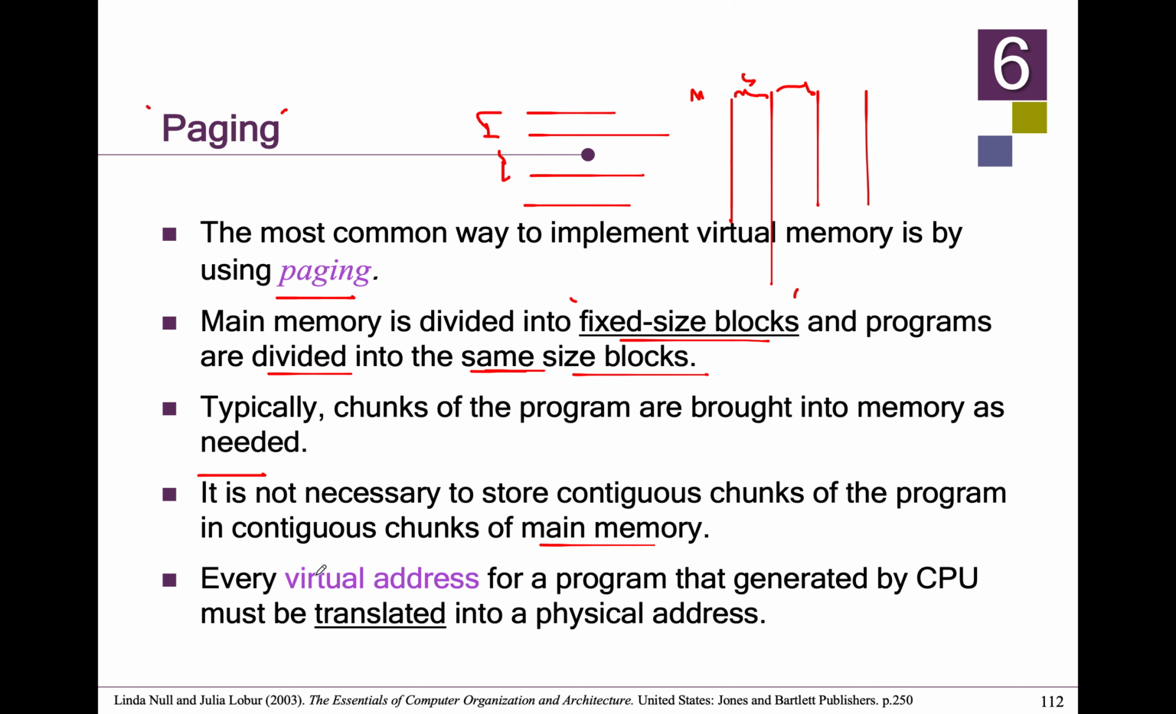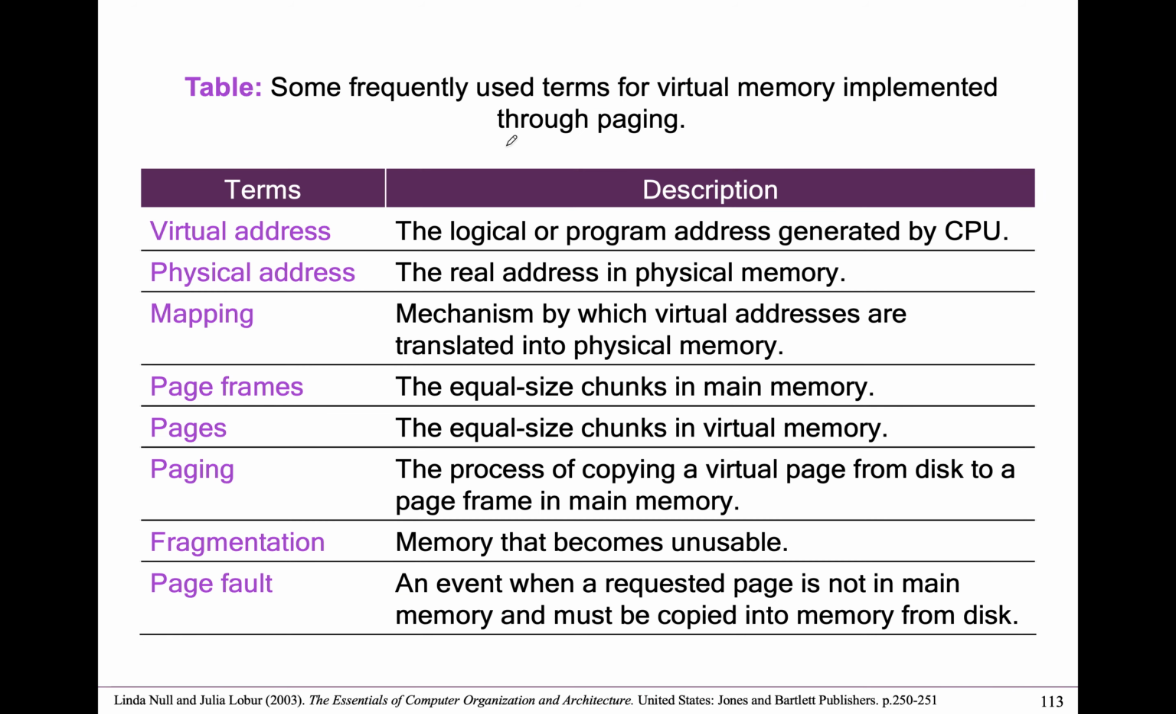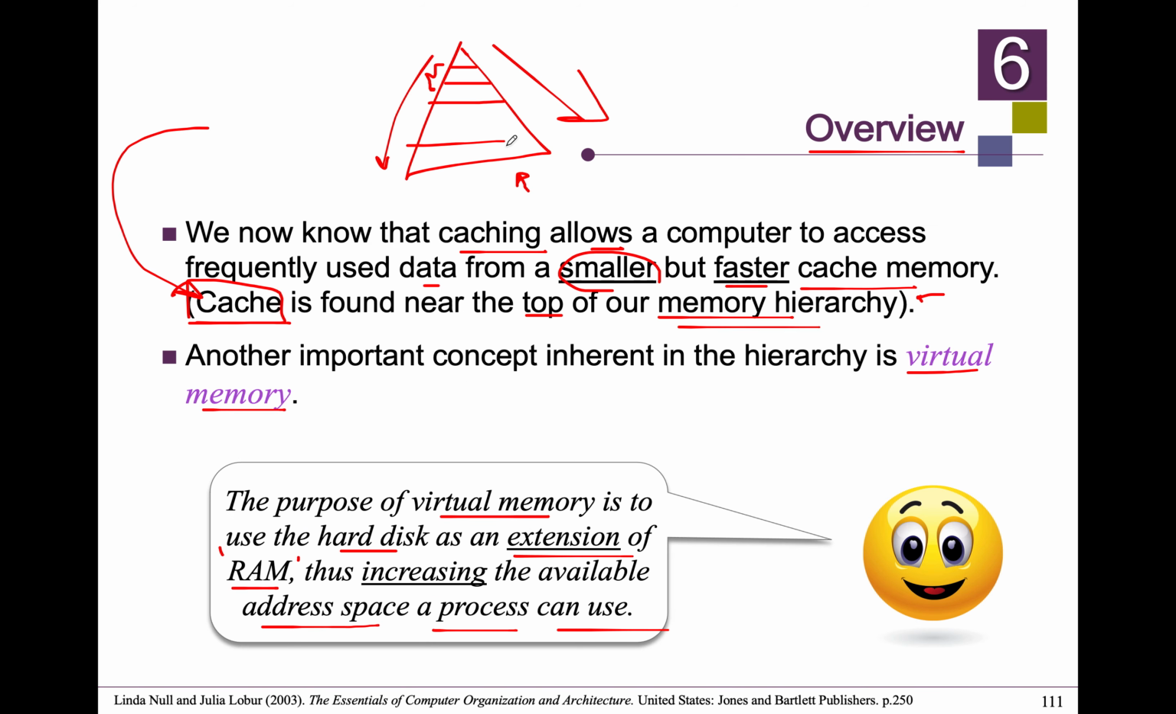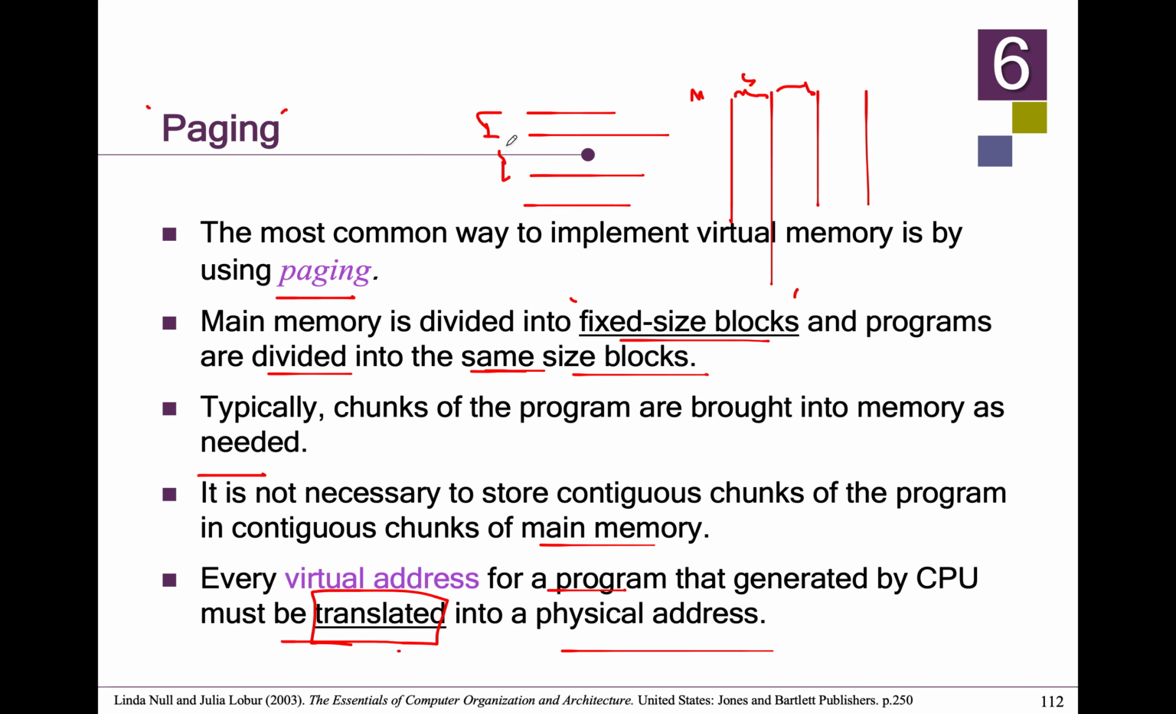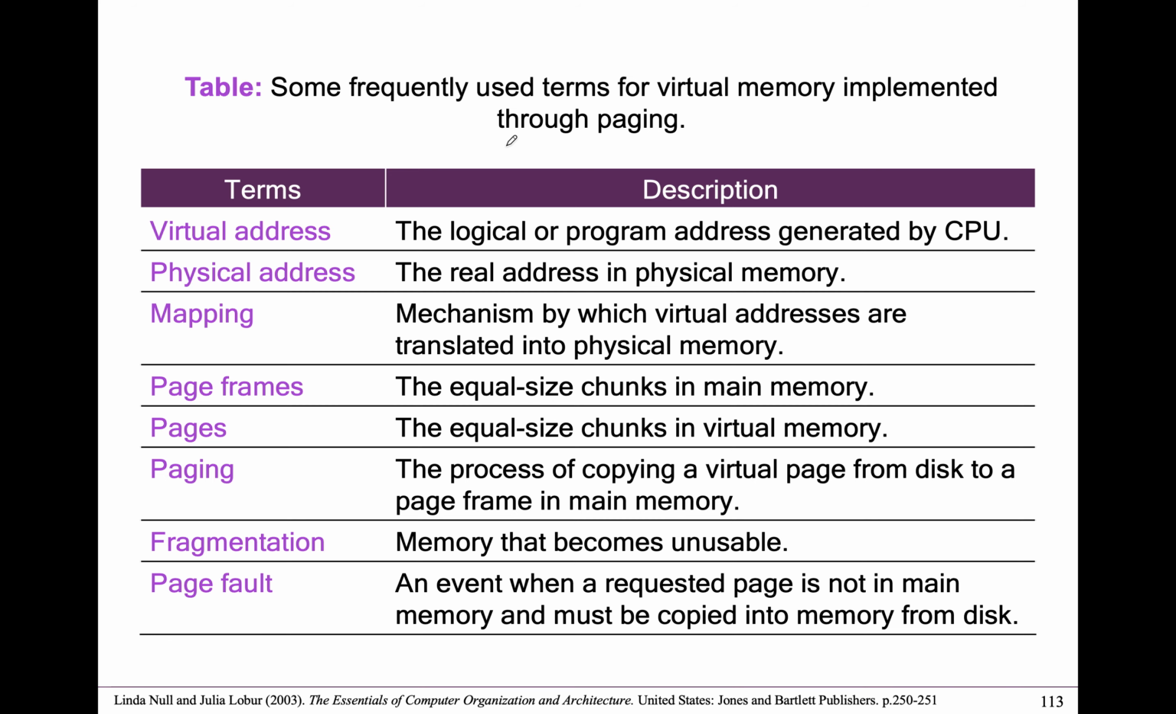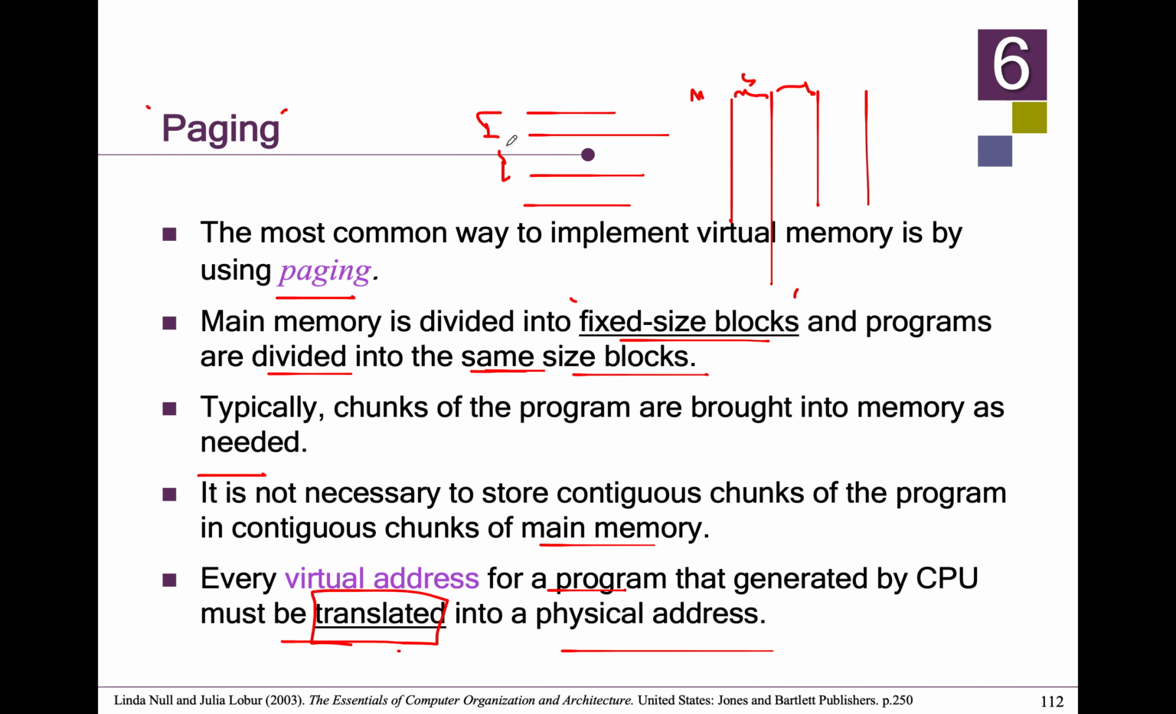Every virtual address for a program that is generated by the CPU must be translated into a physical address. So if you want to use a virtual address for your program, it must be generated by the CPU first and translated into a physical address. Here there are a lot of sentences. It may be quite boring to hear this, because you can just read it by yourself.